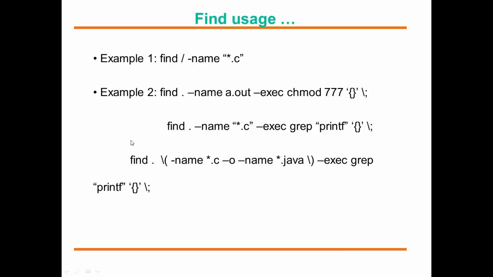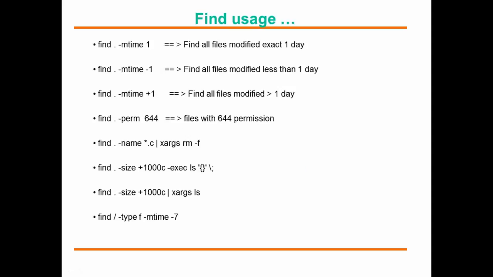Yes, sir. It's not only that one file name, you can give multiple file names with the -o option. find -name "*.c" -o -name "*.java". I want both .c and .java files. Okay. Similarly, here is the other usage of find.